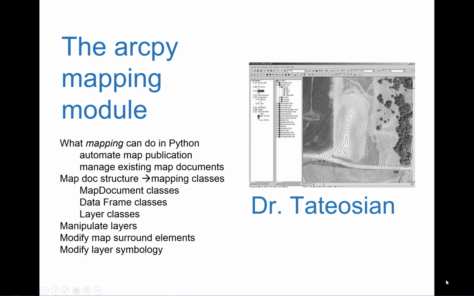This lesson returns to arcpy functionality to discuss the mapping module capabilities. arcpy can automate map publication and manage existing documents. The mapping module has Python classes that mimic the organization of ArcMap. Keep in mind our recent discussion of user-defined classes. The terms property and attribute will reappear as we go over these mapping classes.